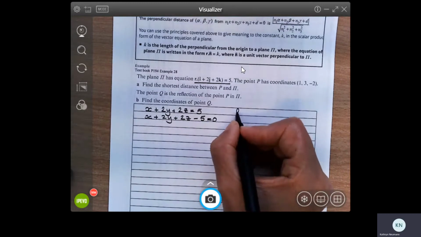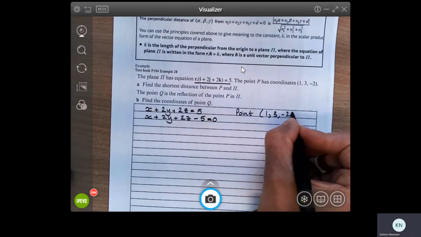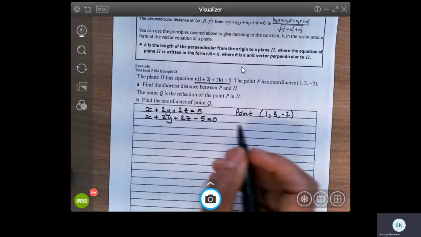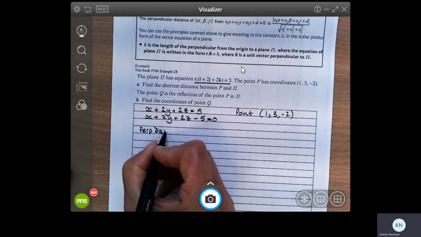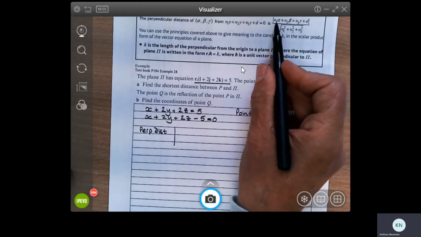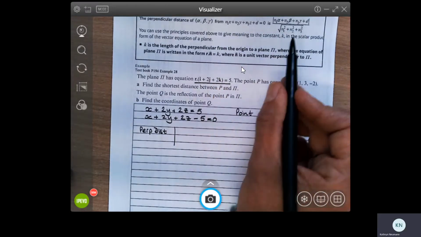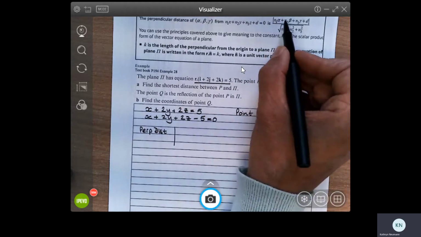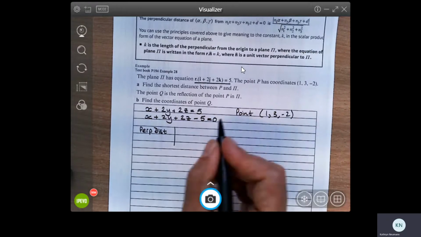The point is 1, 3, minus 2. So that's your alpha, beta, gamma up here. So the perpendicular distance is given by this formula. This formula says n1, n2, n3. That's the normal here. But instead of x, y, and z, we're going to substitute in the x, y, and z coordinates of our point.